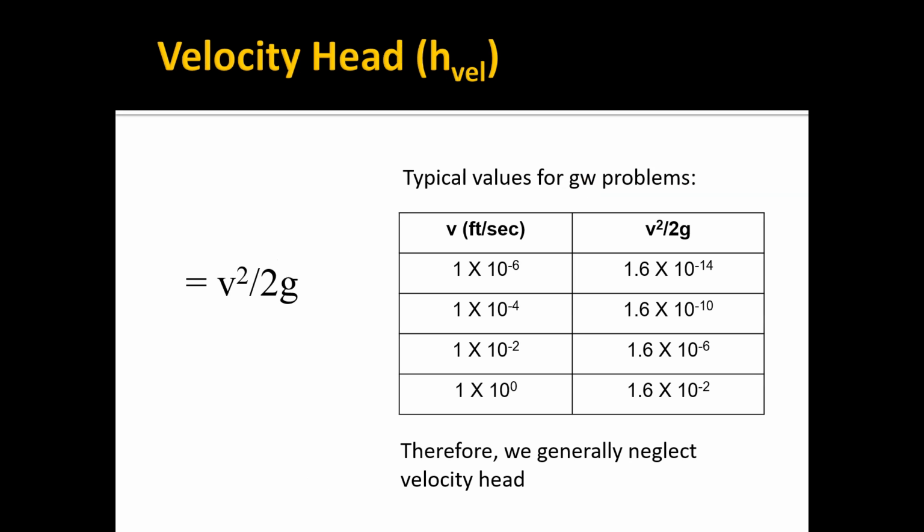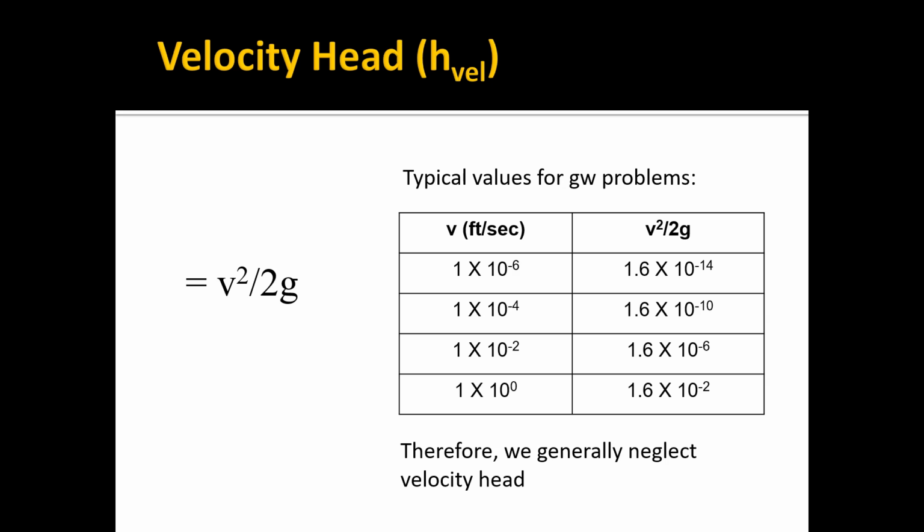The velocity head is equal to the velocity of the water at that point squared, divided by 2 times gravity. So the faster the water is moving, the greater velocity head it has. And the slower it's moving, the lower the velocity head.